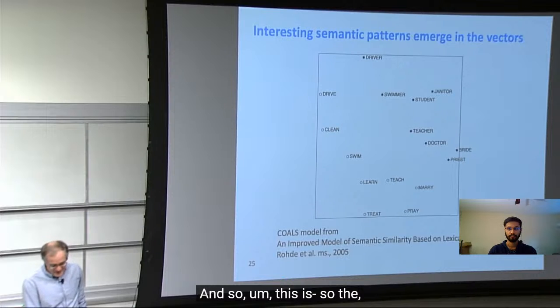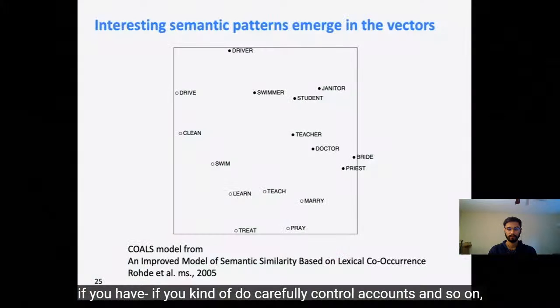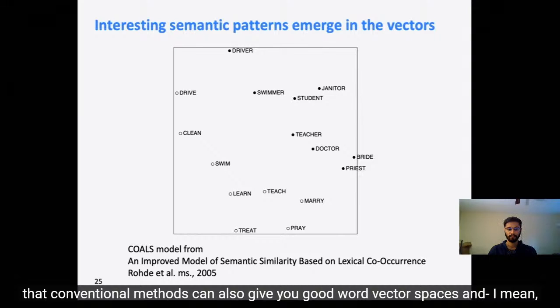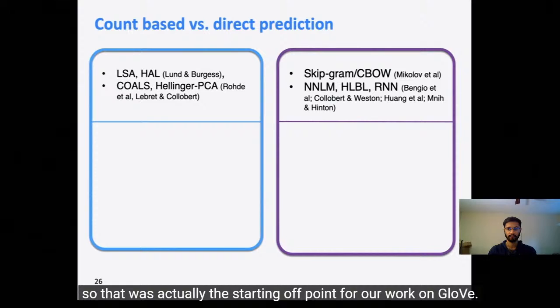And so the moral in some sense is that if you carefully control counts and so on, conventional methods can also give you good word vector spaces. And that was actually the starting off point for our work on GloVe.